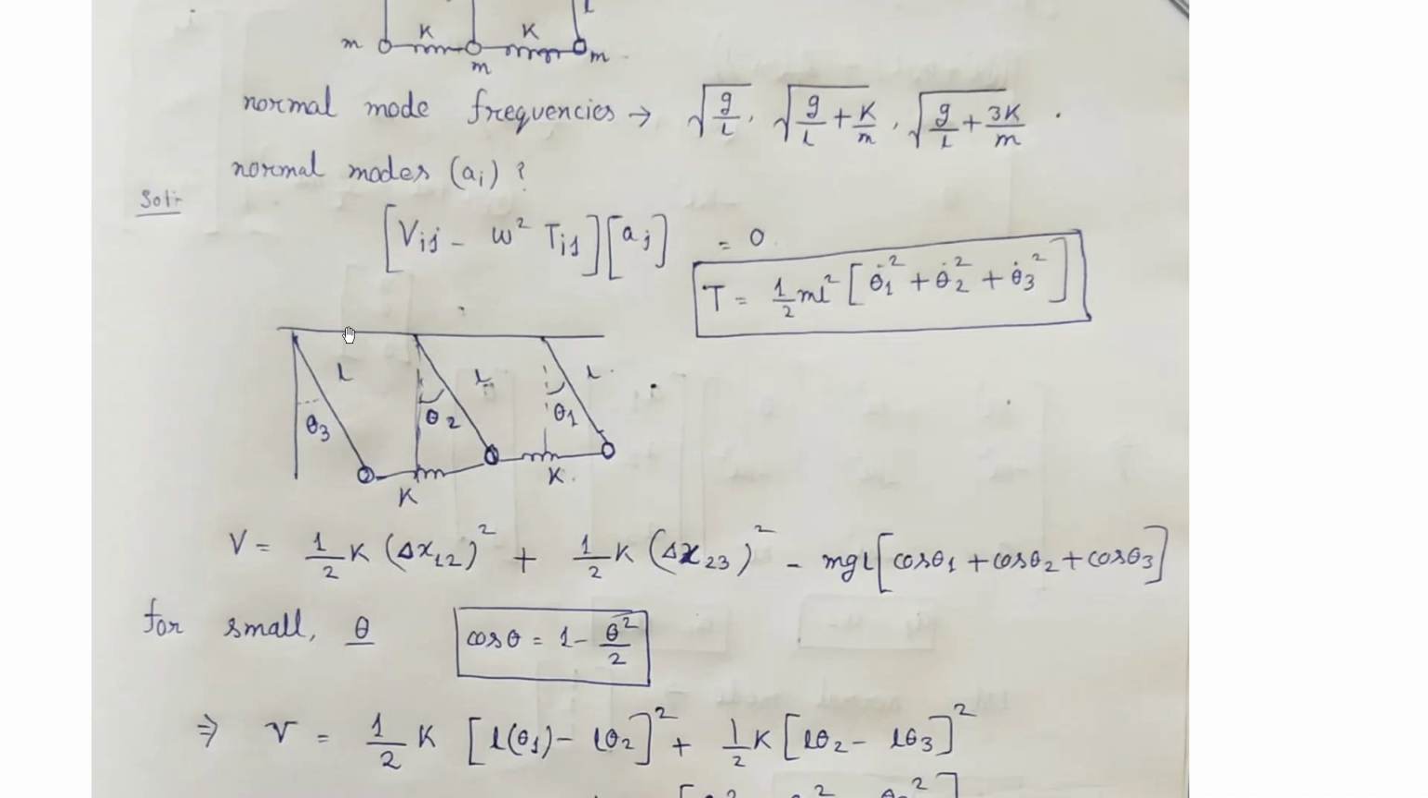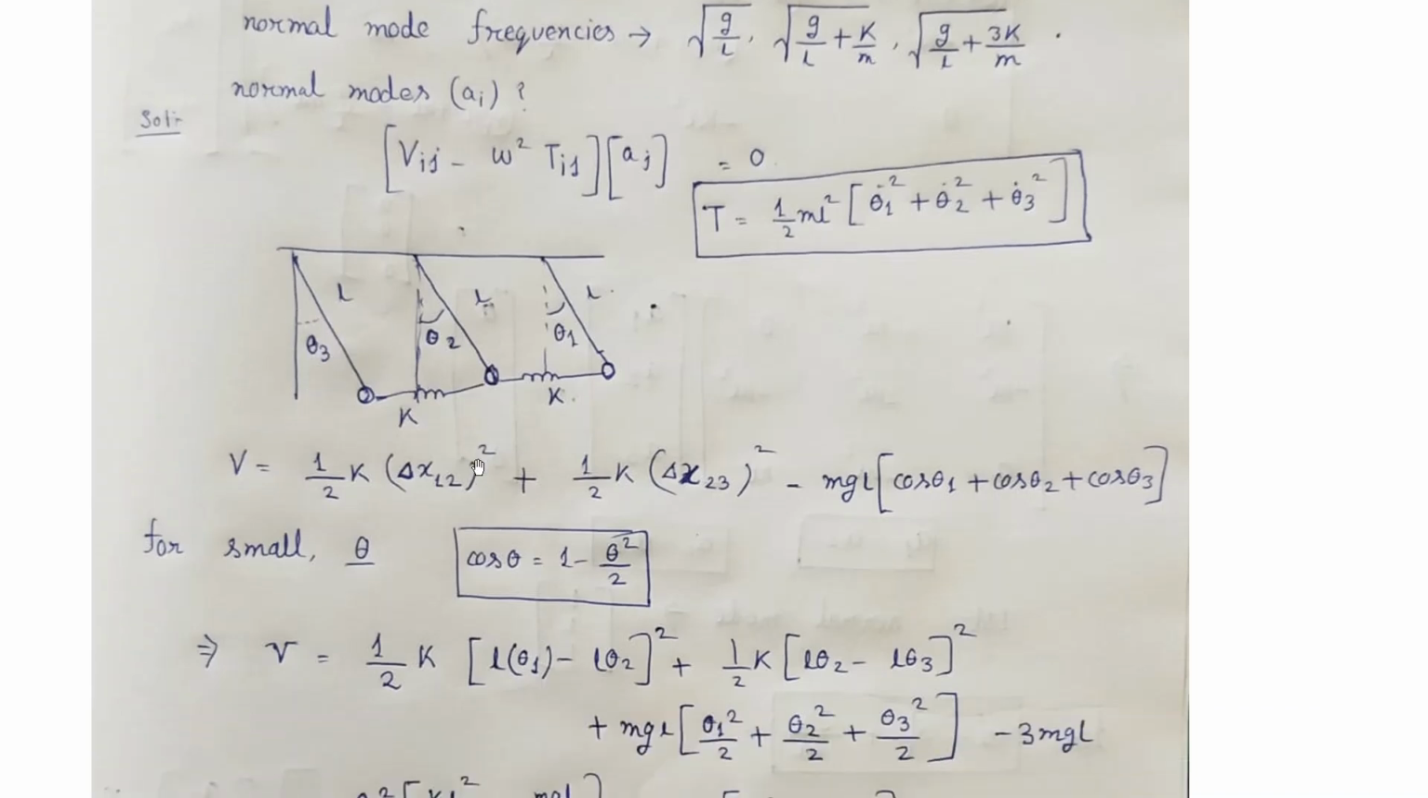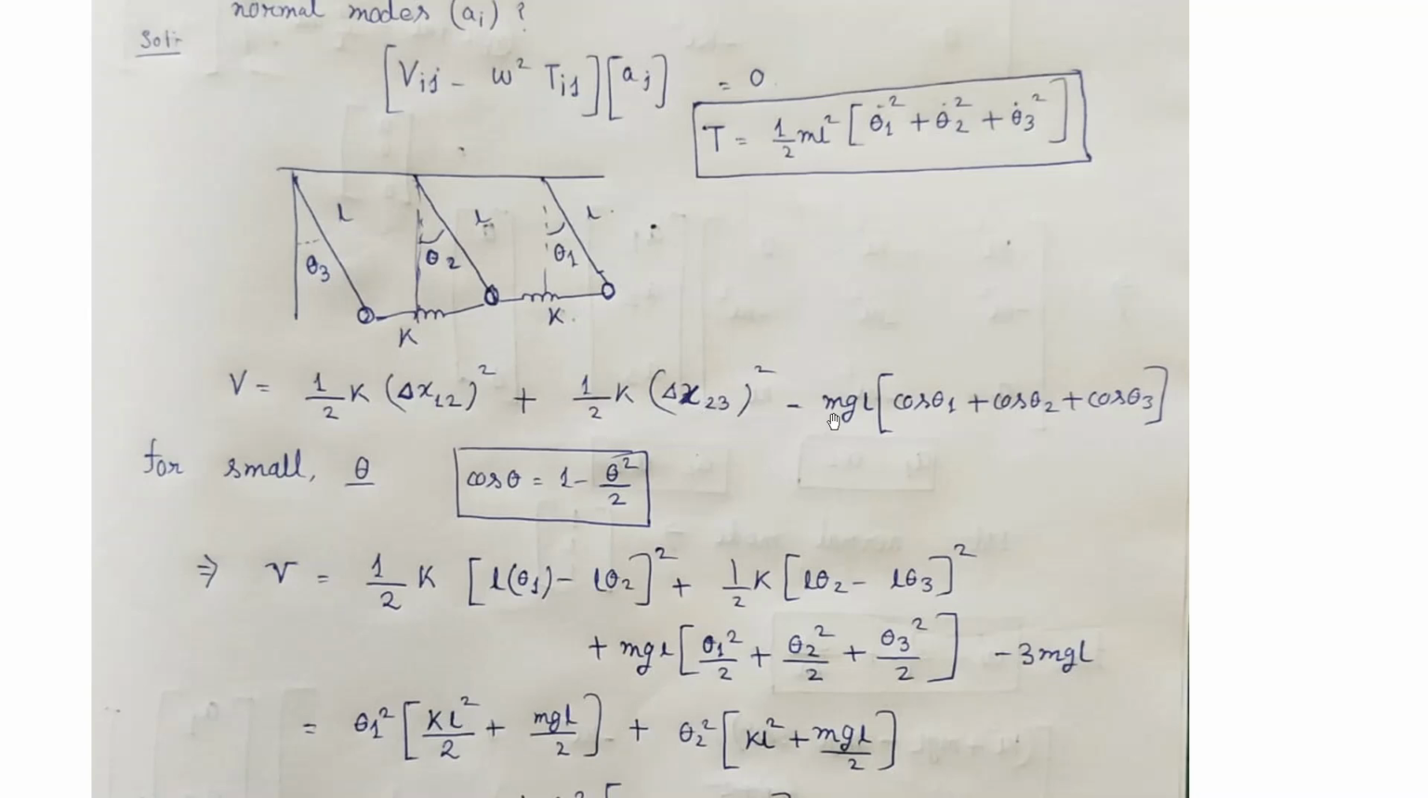So if you think the point of suspension is your reference point, then the gravitational potential energy of these three masses is minus m g l cos theta 1, minus m g l cos theta 2 for mass 2, and minus m g l cos theta 3 for mass 3. So these two are the spring potential energies, and the last three terms are the gravitational potential energy. For small theta, we can use this approximation: cos theta is 1 minus theta squared by 2. So I will use this substitution for cos theta.